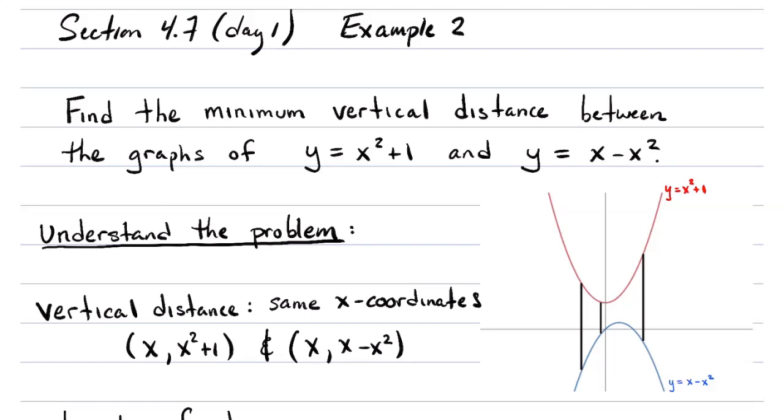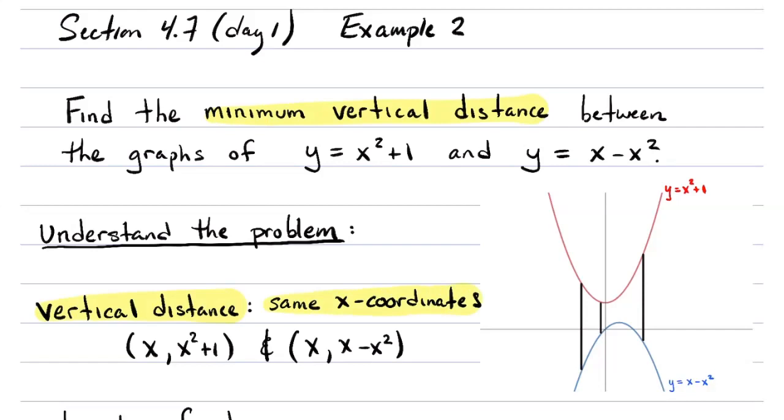And then I want to understand, well, what is this problem talking about? The vertical distance. Yeah, so it's asking me for the minimum vertical distance. So what do I mean by vertical distance between 2 points on a graph? Vertical distance means that they have the same x coordinate.